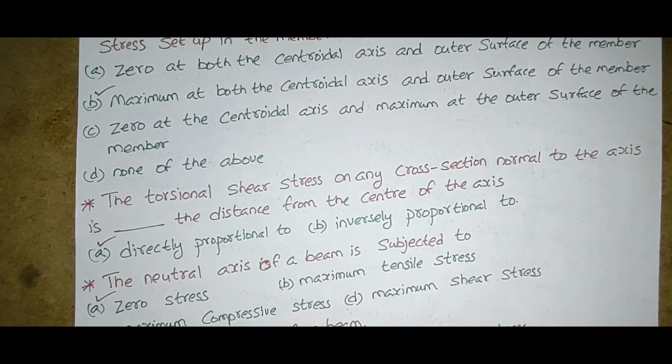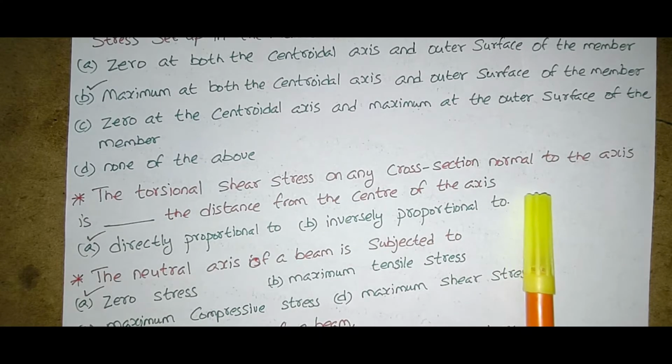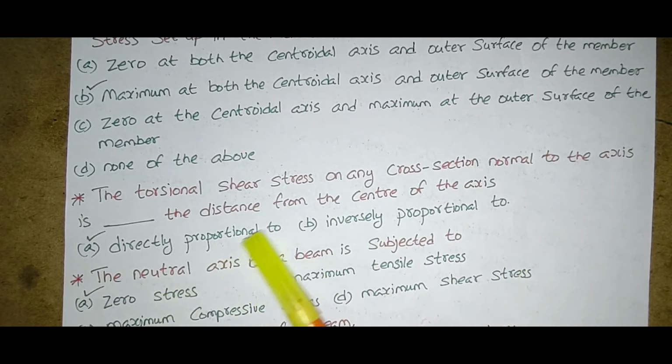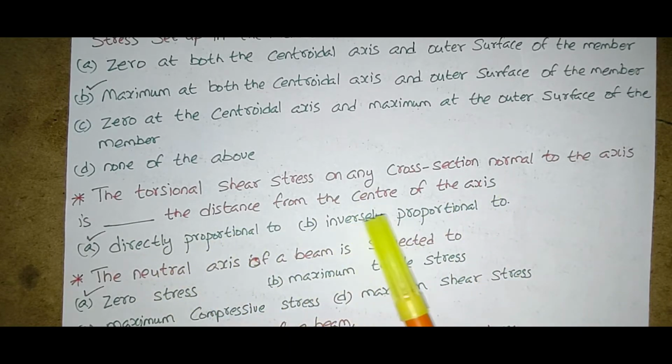The torsional shear stress at any cross-section normal to the axis is dash the distance from the center of the axis. It is directly proportional.